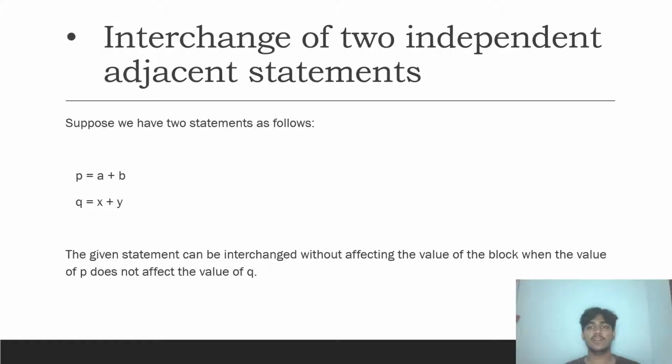And interchanging of two independent adjacent statements. Considering two statements, p equal to a plus b and q equal to x plus y. Notice the first statement doesn't have any relation with the second statement, and the second statement doesn't have any relation to the first statement, which means that we can write them interchangeably. So I can write p first and then q later, or I can write q first and then p later. It will not really have any impact on the program, and this is more so for convenience and readability of the code.